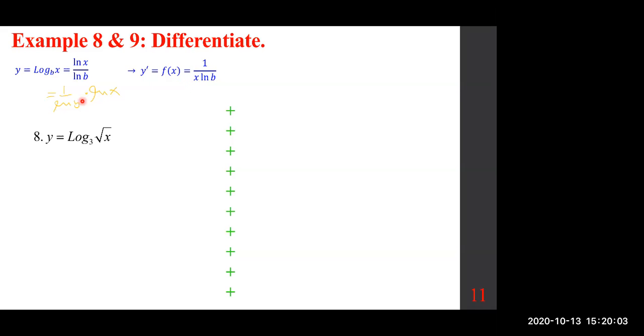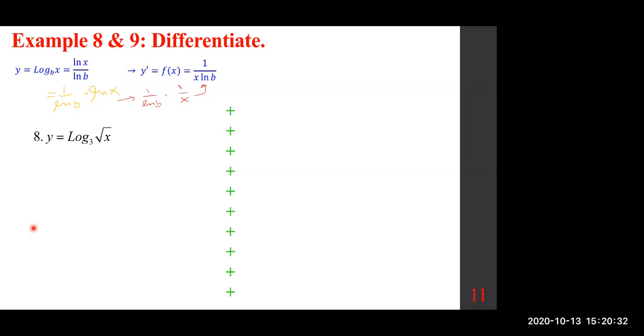Okay, so from here, you get 1 over ln b. Maybe I write in front of it just quickly. The derivative would be 1 over ln b times 1 over x. And we can write it in this fashion. Okay, so that's the derivative of a log.